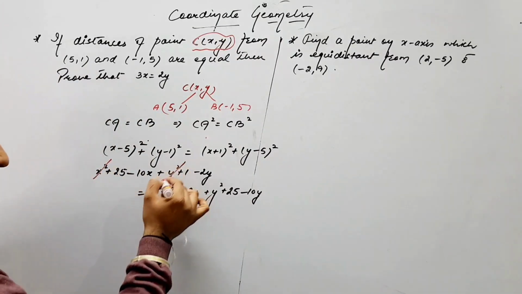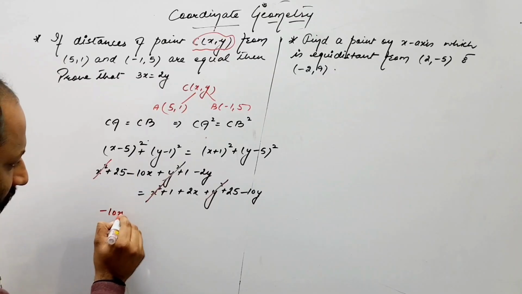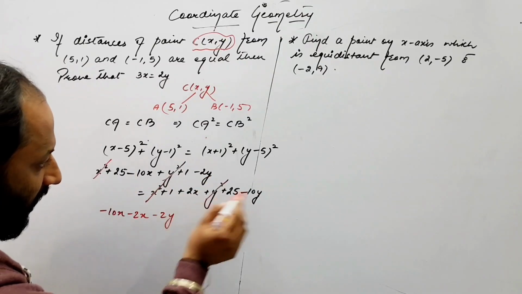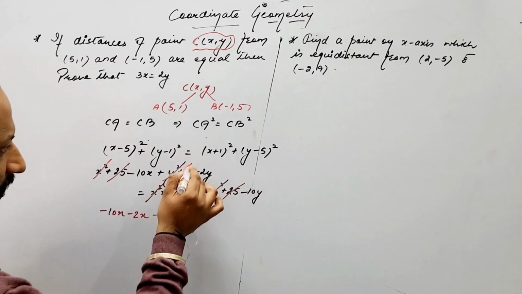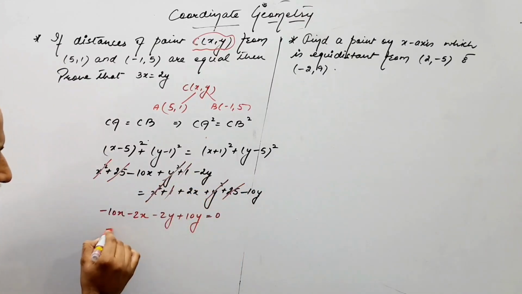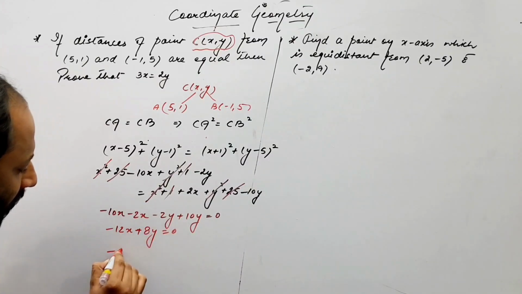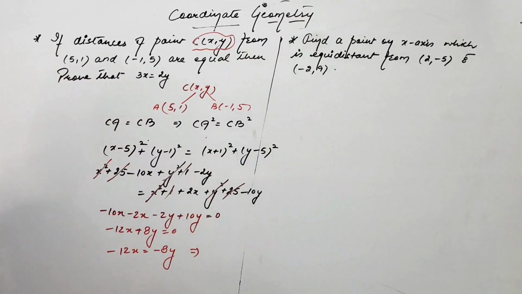x square with x square, y square with y square cancel. Now what is left? Minus 10x, and 2x to this side, minus 2x. Minus 2y, and 10y to this side, plus 25 with 25, 1 with 1. This is equal to 0. Minus 12x plus 8y is equal to 0. Minus 12x is equal to minus 8y, or divide by minus 4.